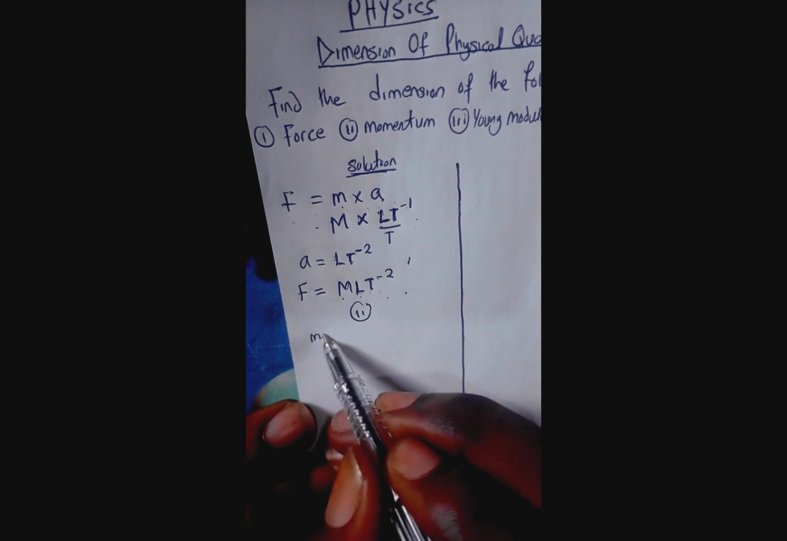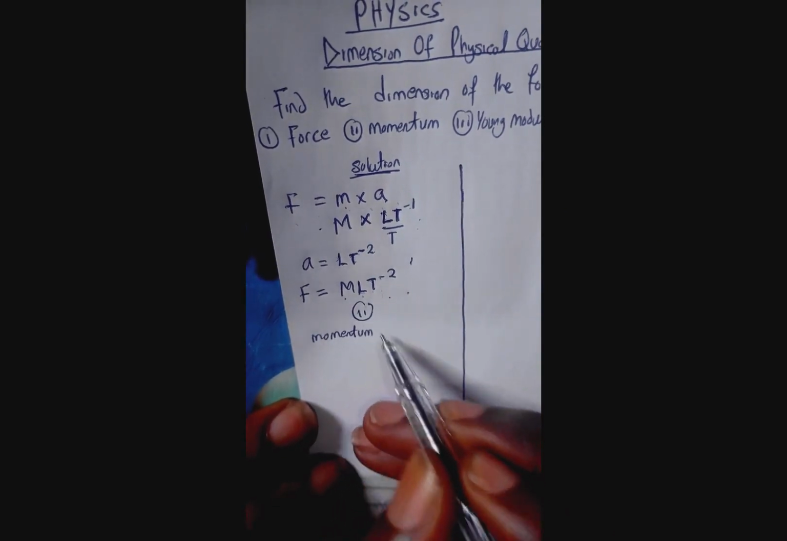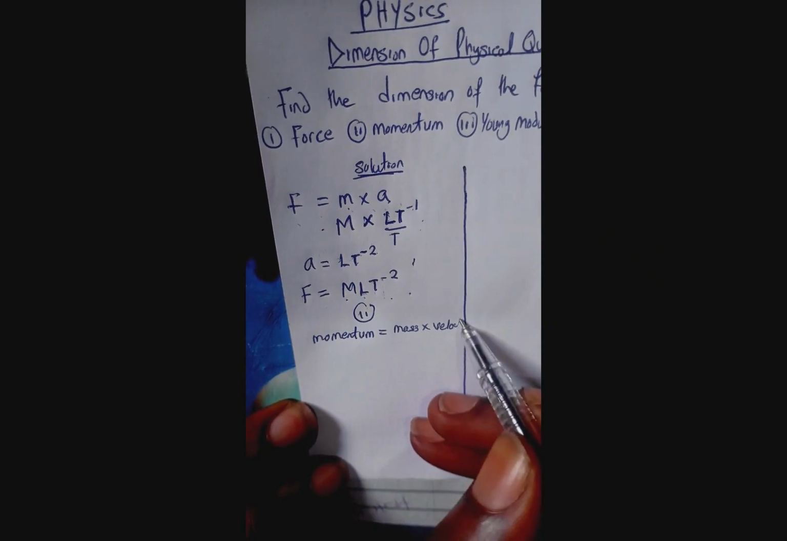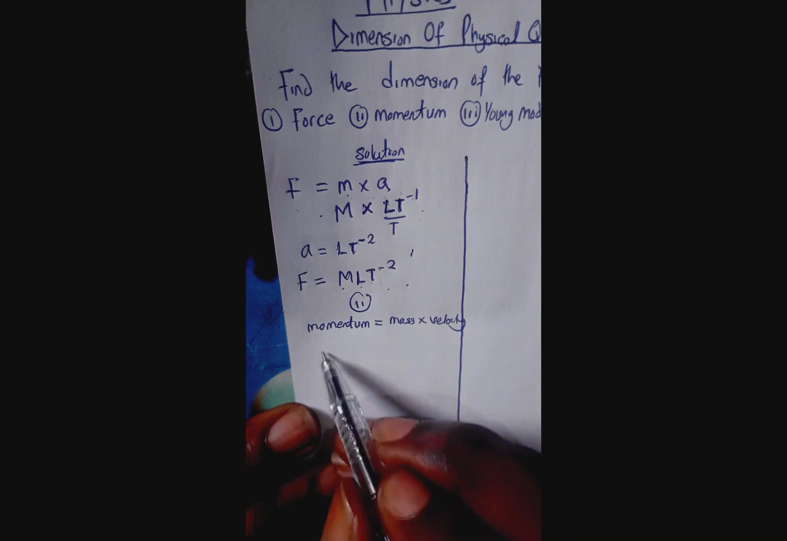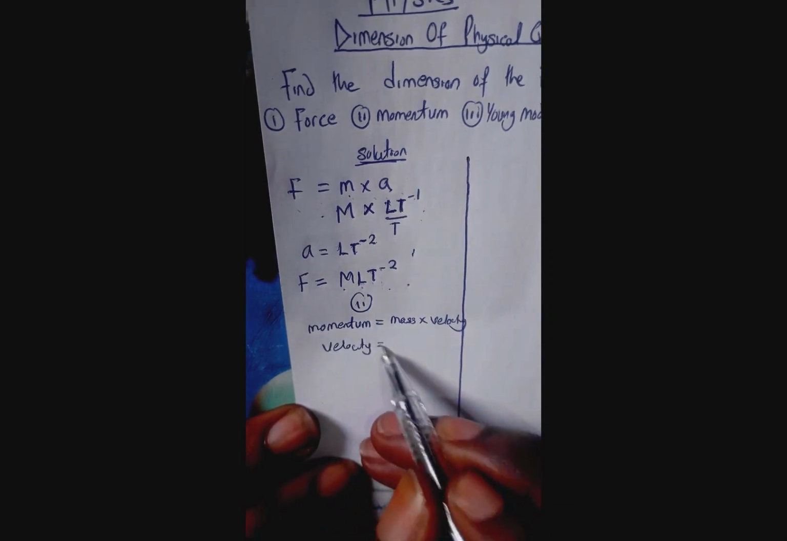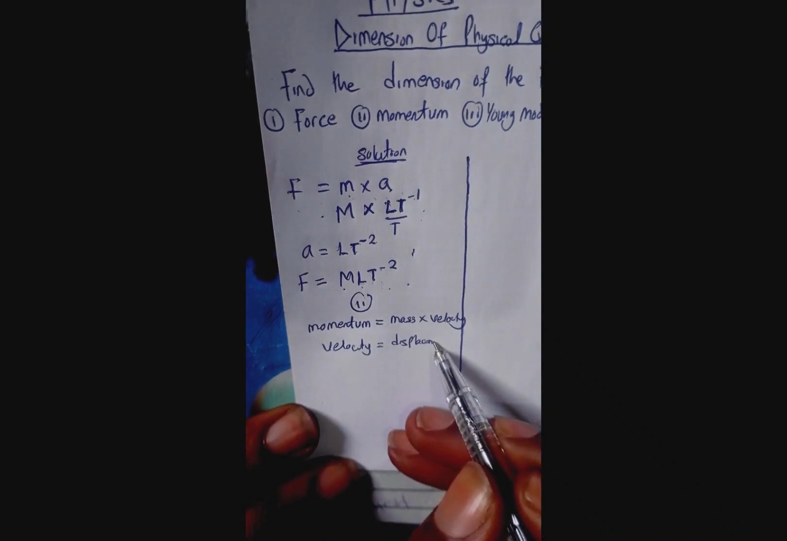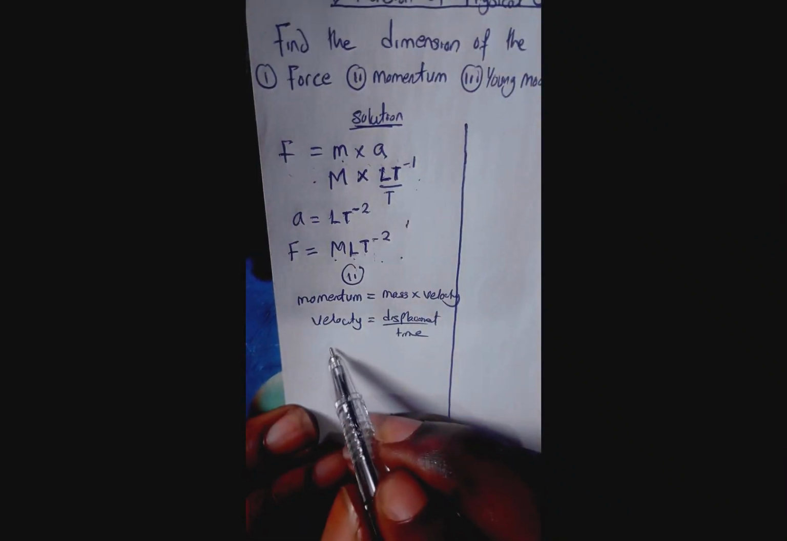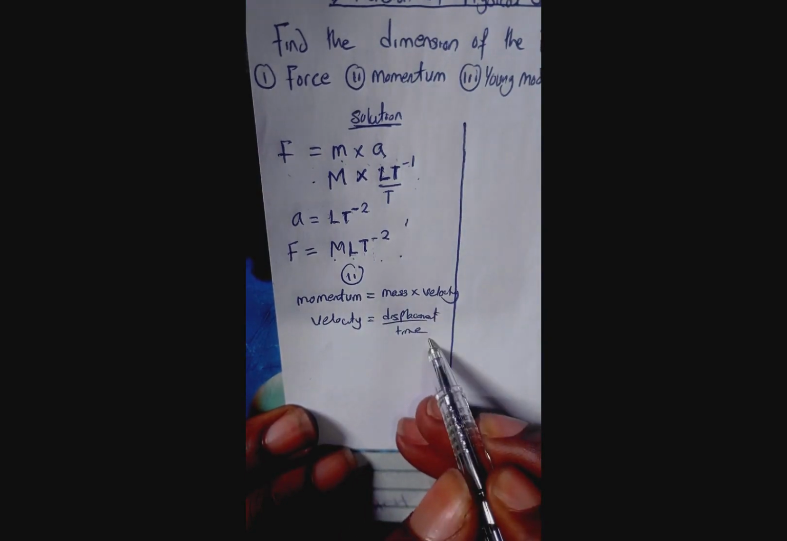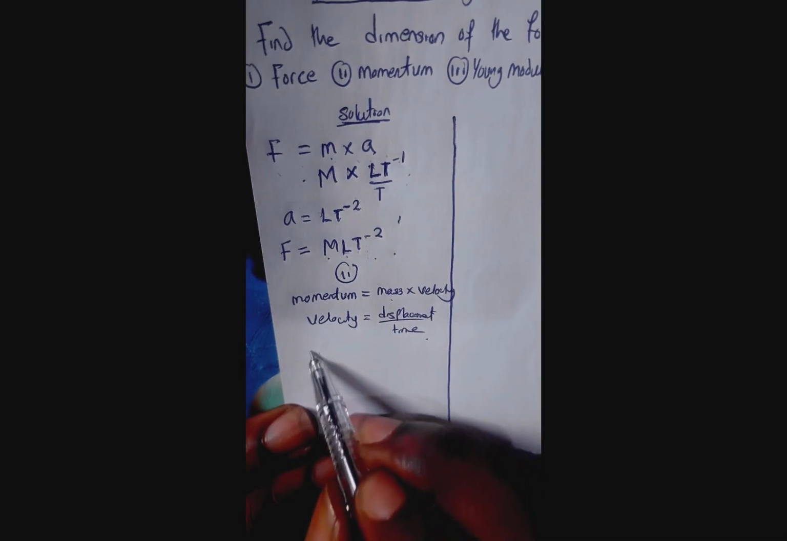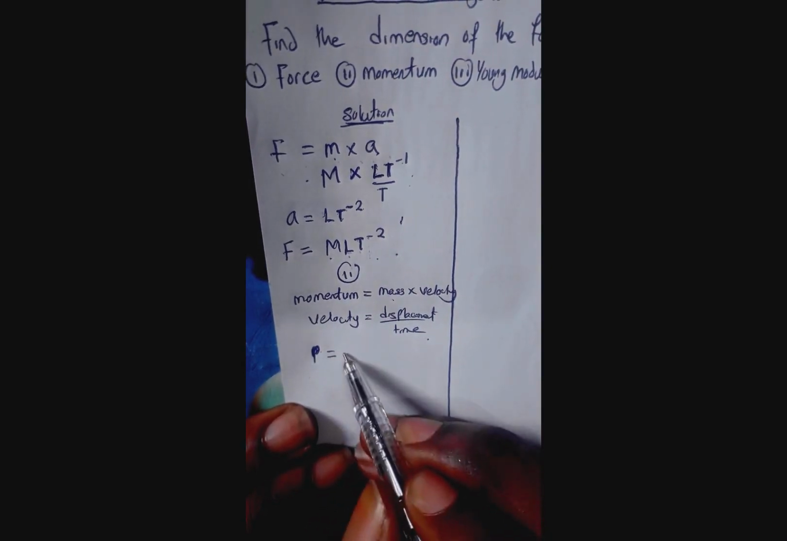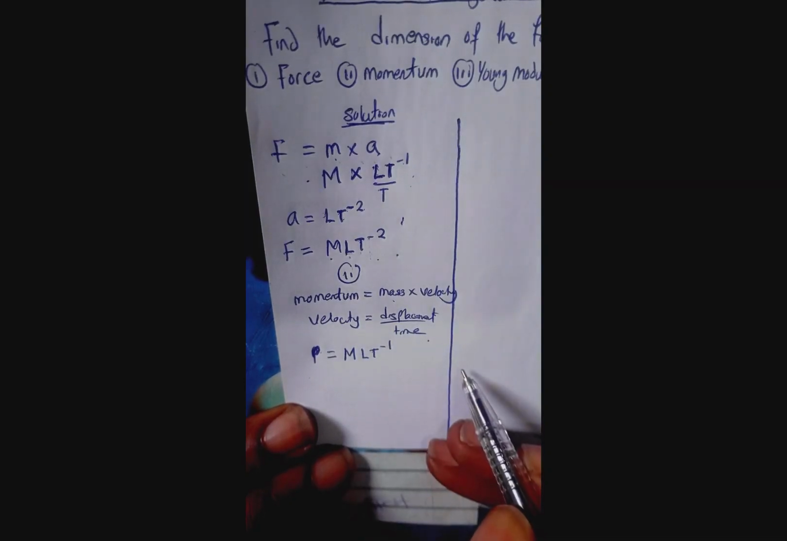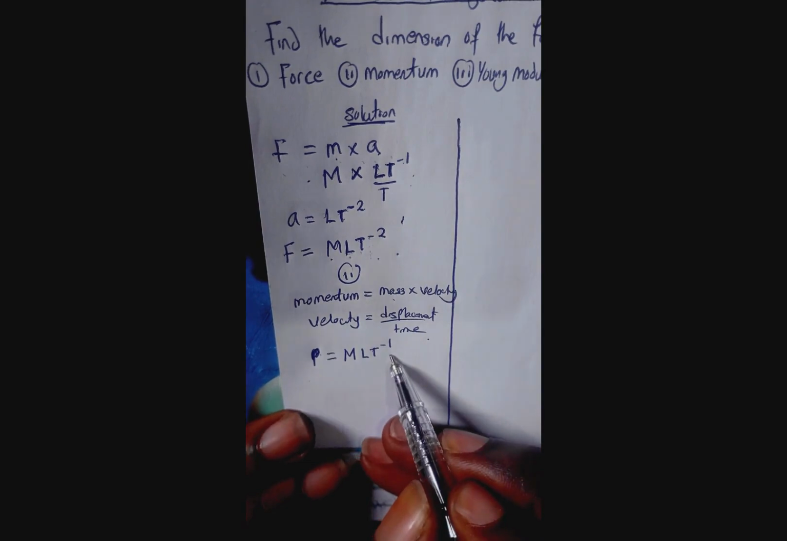The second one is momentum. Don't forget that momentum is a product of mass and velocity. Now don't forget that velocity is displacement over time. So since velocity is displacement over time, the dimension of velocity is going to be L over T, and the dimension of mass is M. That means the dimension of momentum P is the dimension of mass multiplied by the dimension of velocity, which is LT minus 1. So MLT minus 1 is the dimension of momentum.